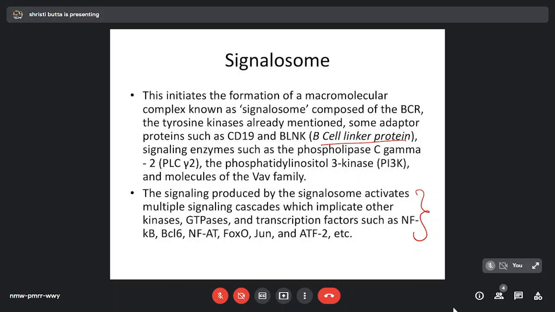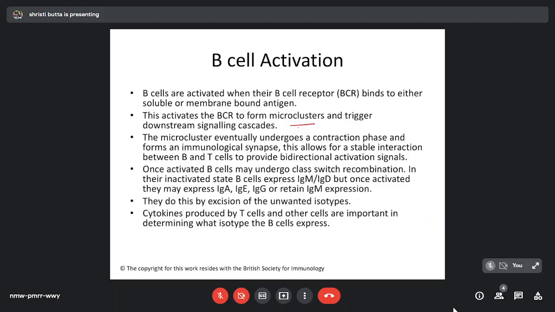Now, B cells are activated when their B cell receptor binds to either soluble or membrane-bound antigen. This activates the B cells to form microclusters, and that triggers a downstream signaling cascade. The microcluster eventually undergoes a contraction phase and forms an immunological synapse, and that allows for what is called class switching. So once activated, let's see what happens.